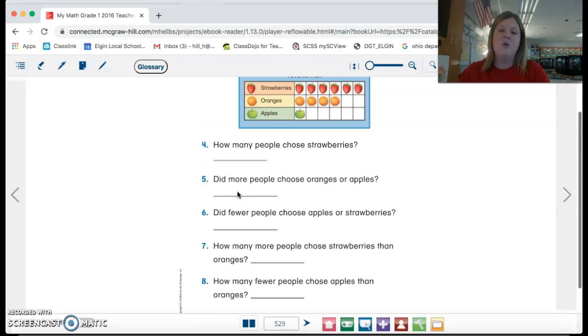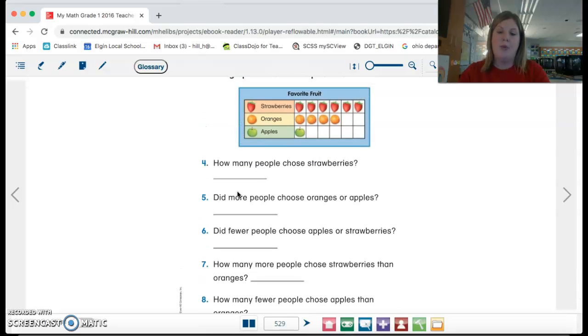Number 5 says, did more people choose oranges or apples? So look for the one that has more. Is it oranges or apples? And if it's oranges, you're going to write oranges. And if it's apples, you're going to write apples. And those words are there to help you.